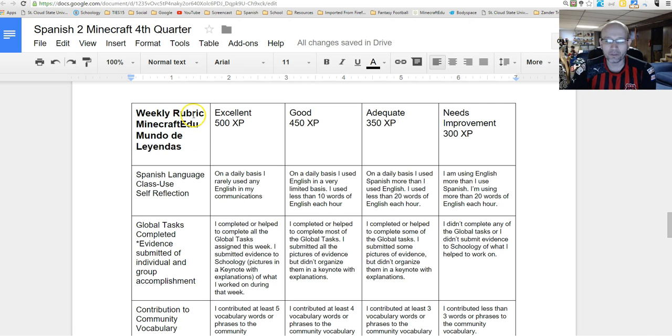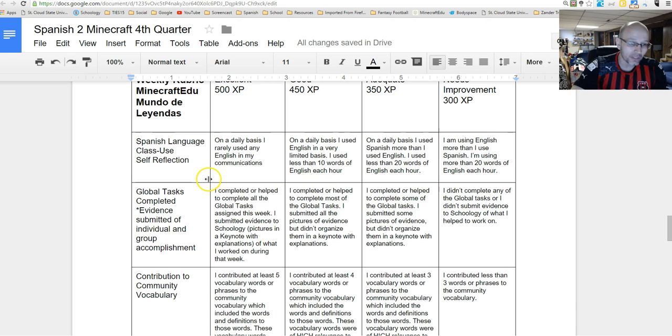Basically, it says right here we have a weekly rubric, and this rubric is attached also in Schoology, but it's also here so you can always come back to it. I've also attached an image of just this rubric to the assignment. And what you're going to have to do is you're going to go ahead and do a self-reflection. You're going to look down the line here, and I'm going to explain each one of the categories and how they break down. And you're going to decide, okay, how did I actually do this?